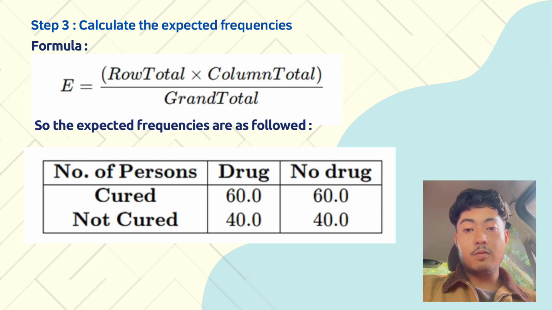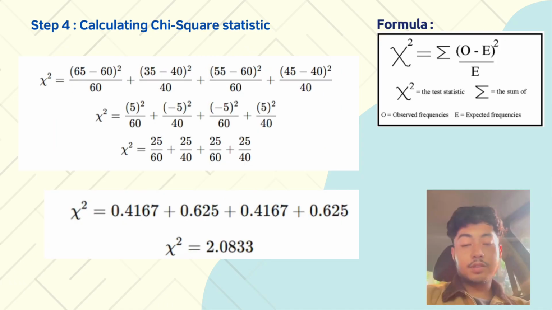It's also the same with the not cured data, which is 80 multiplied by 100, equal to 8,000. 8,000 divided by 200 equals 40. So that's how we manage to calculate the expected frequencies. So we move forward to step 4, which is calculating the chi-square statistic.